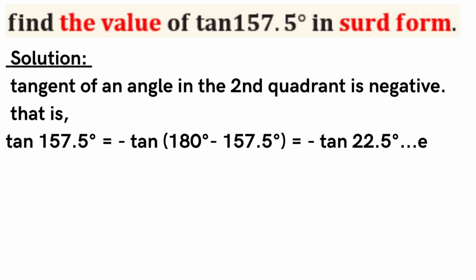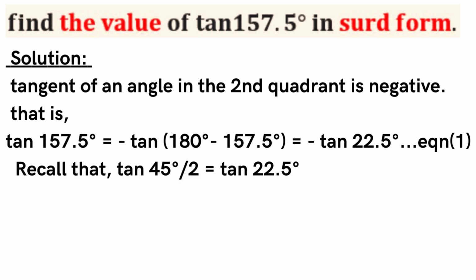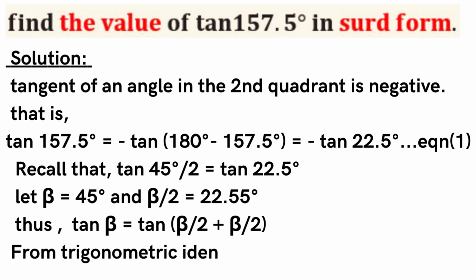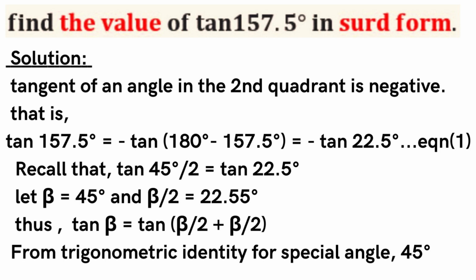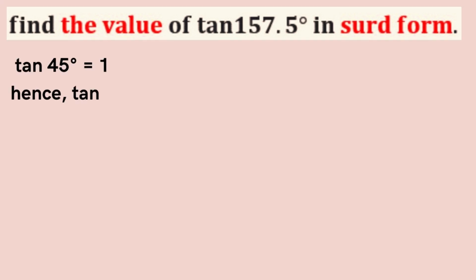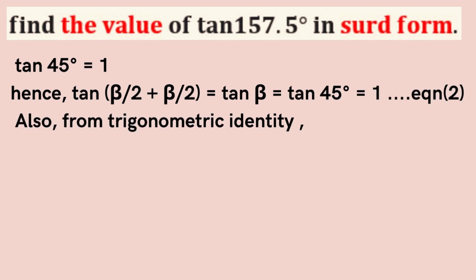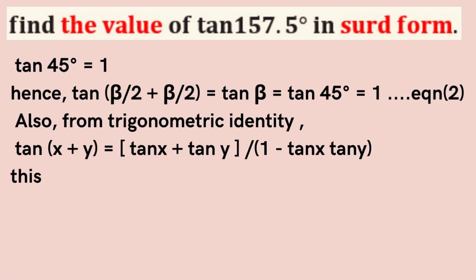Recall that tan half of 45 degrees equals tan 22.5 degrees. Let beta equal 45 degrees, and half of beta equals 22.5 degrees. Thus, we have an equation in angle beta from the trigonometric identity for the special angle 45 degrees. Tan 45 degrees equals 1. Hence, tan beta equals tan 45 degrees, which equals 1, and we call it equation 2.